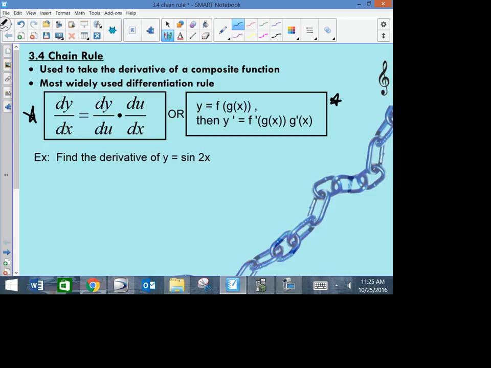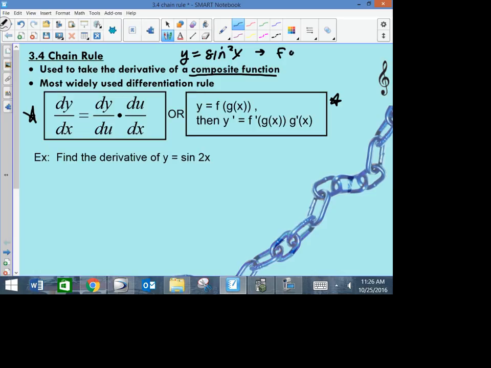Okay, first of all, we have to talk about what a composite function is. You can tell me what a composite function is. Absolutely. Function inside a function. For example, sine squared of x is a composite function. What are the two functions that make up this?